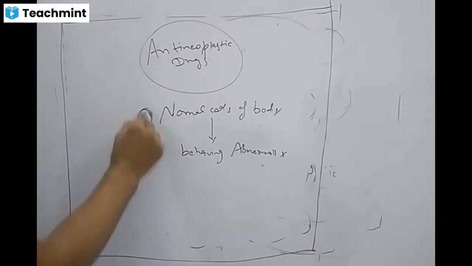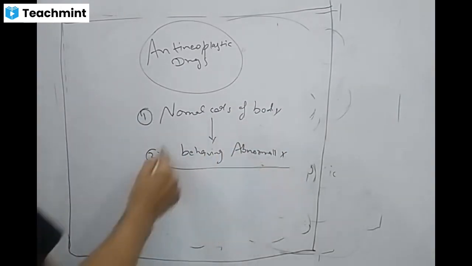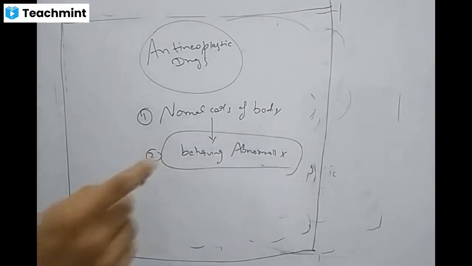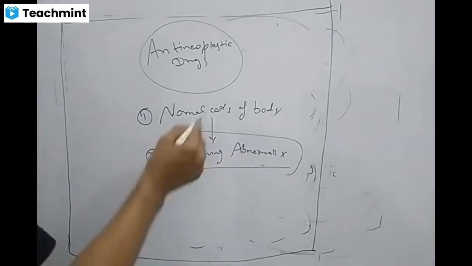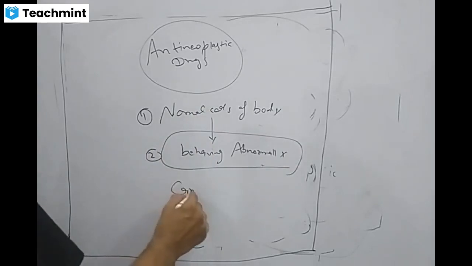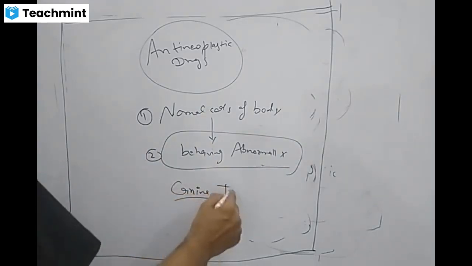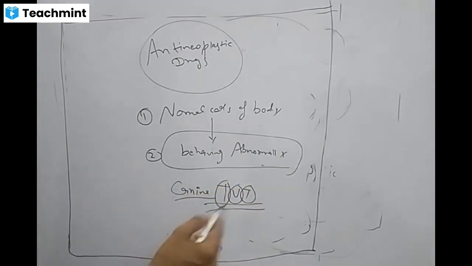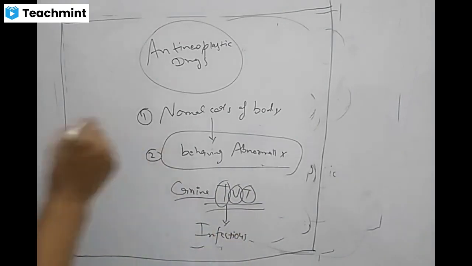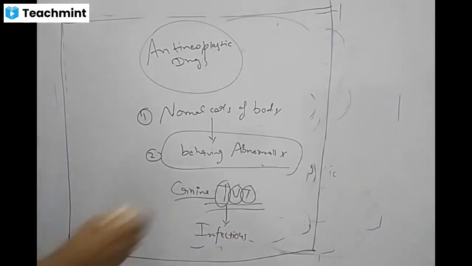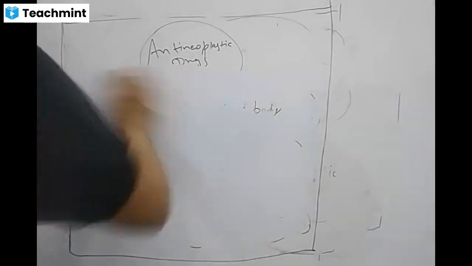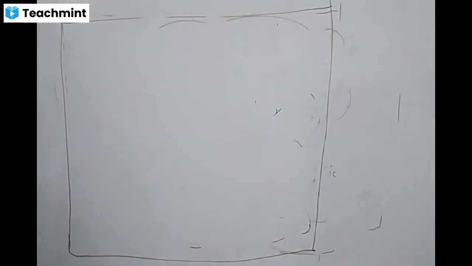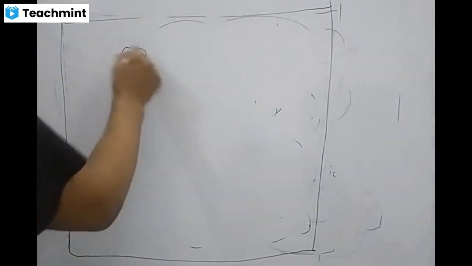So these are the normal cells and they start behaving abnormally. Second case, the anti-cancer, these cancerous cells, for example in case of dog, there is canine TVT, transmissible venereal tumor. And this tumor is the only tumor in veterinary that is infectious in nature. Infectious in nature means this tumor is capable of infecting male to female or female to male.